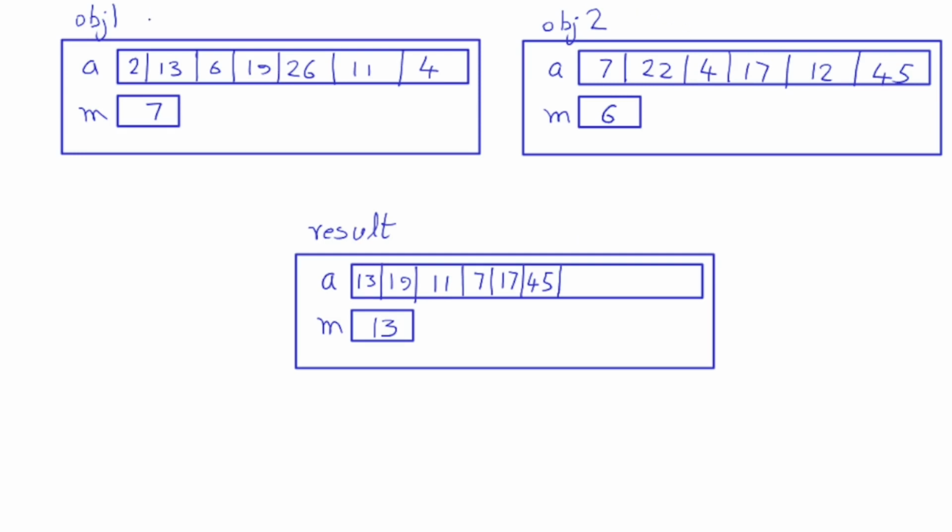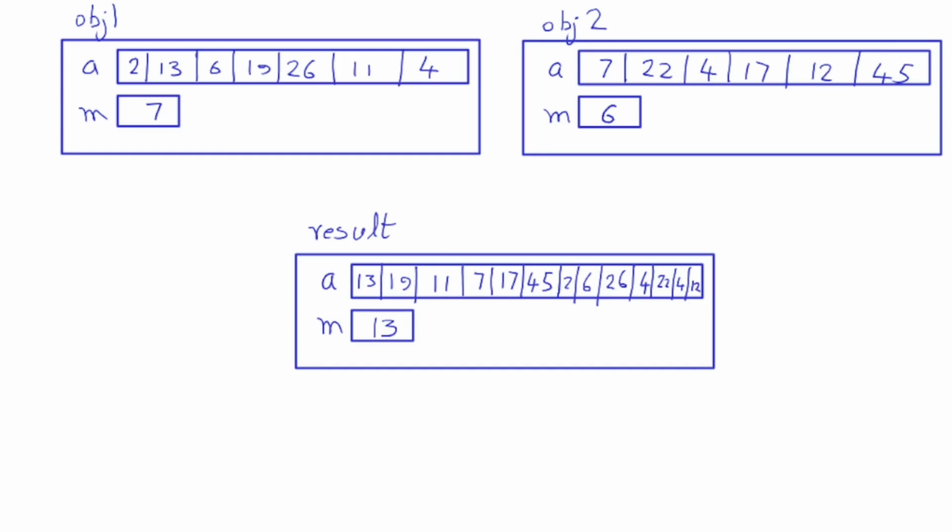And then we move on to the even numbers. So the first even number is 2. Then the next even number is 6. Then we have 26. Then we have 4. Then we have 22. Then we have 4. And finally we have 12.